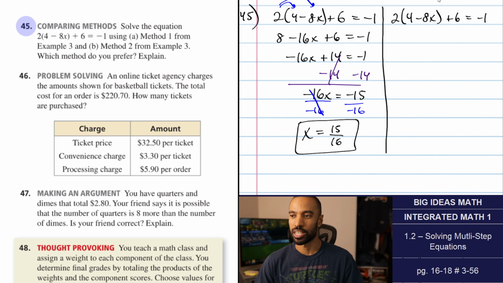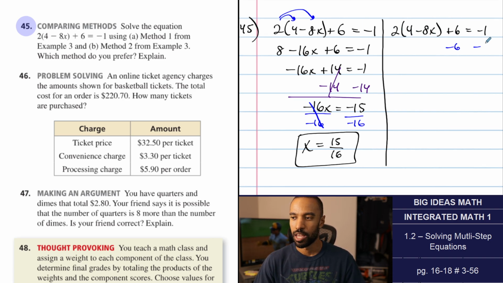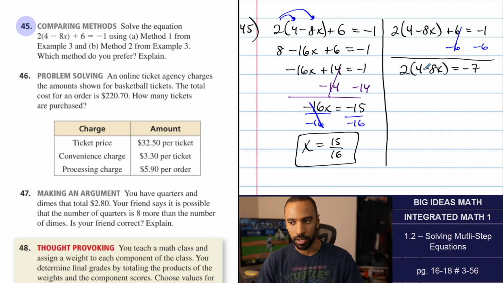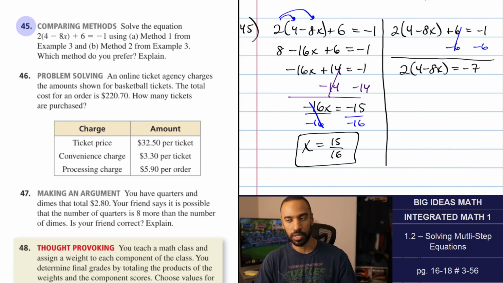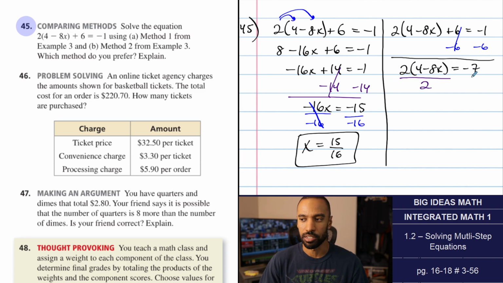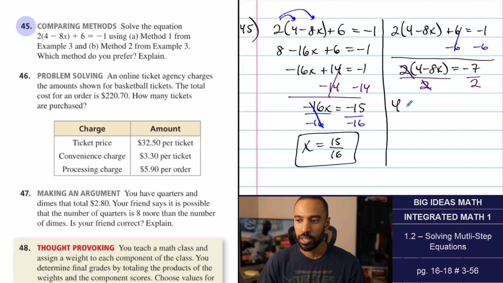Let's subtract 6 from both sides this time. Here's the second version. Get this quantity by itself by doing minus 6. Minus 6, right? When we do minus 6, we have 2 times (4 minus 8x) equals negative 7. Now, instead of distributing the 2 into here, let's divide the 2 out. 7 can't divide by 2, Mr. Robinson. Well, it can divide. It's just not an integer. It doesn't divide wholly. So that's probably why you don't like to do this method.